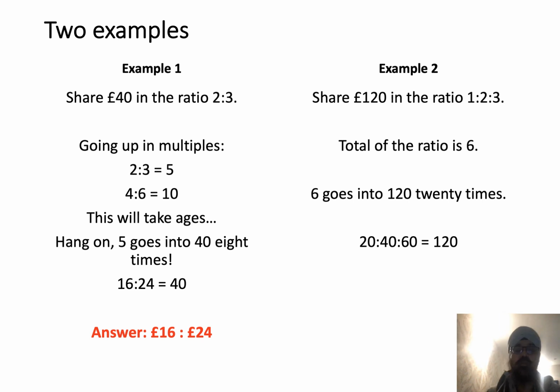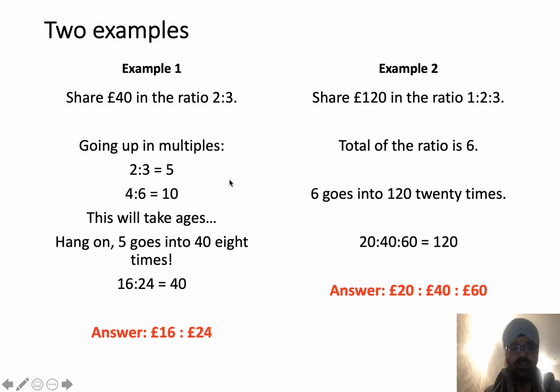So then you go back to the original ratio. 20 times 1 is 20. 20 times 2 is 40. 20 times 3 is 60. So that's your final answer, and it should add to 120, which it does in this scenario. Okay, hope it makes sense. So 20 to 40 to 60.